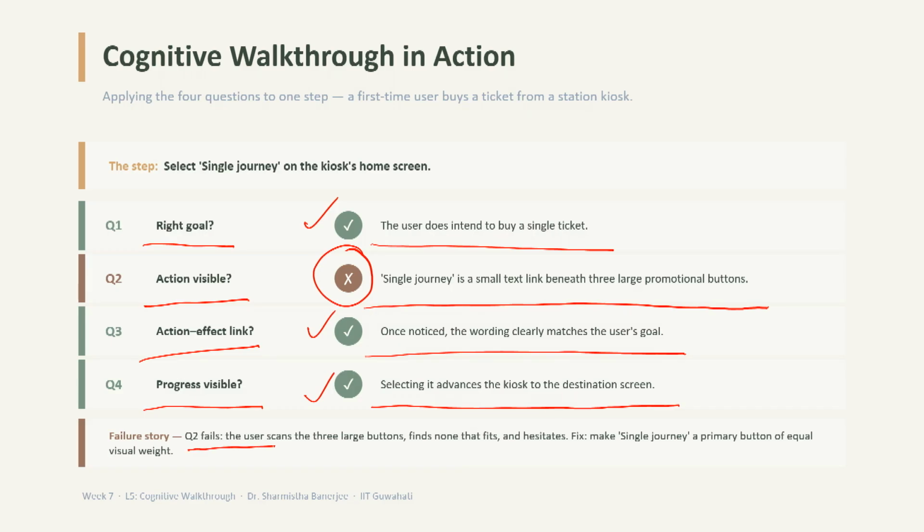So, Q2 fails because the user scans the 3 large buttons, finds none that fits, and hesitates. Fix: make single journey a primary button of equal visual weight. If not, give it higher visual weight, and let the advertisements come a little bit below.